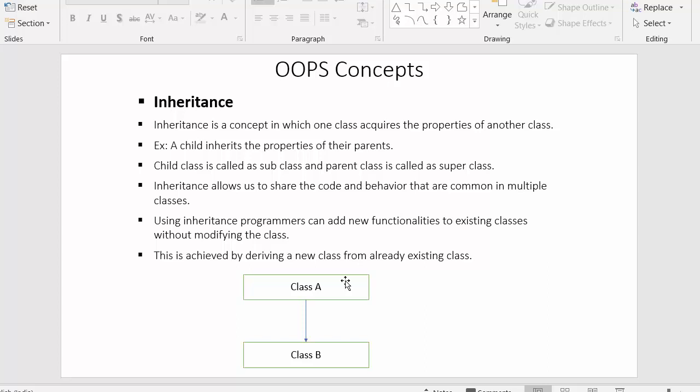Hi everyone, this is Mahmoud Sheikh, and in today's video I will discuss one of the important concepts of object-oriented programming, which is inheritance.